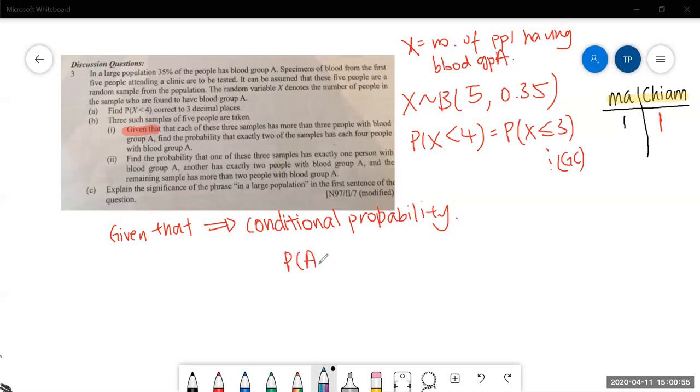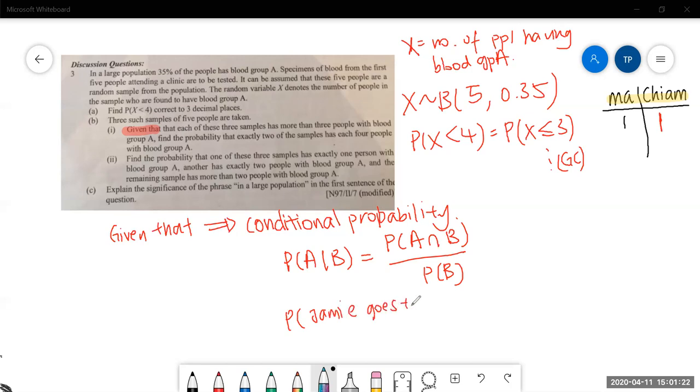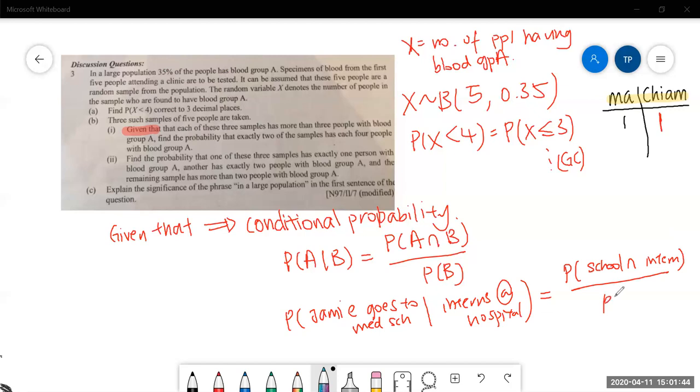What's the formula for conditional probability? Probability of A given B is equals to probability of A intersect B over probability of B. Have to memorize this. Okay, let's say, probability of Jamie goes to med school, given that she interns at hospital. It'll be equals to probability of going to med school intersect intern, over probability of intern. Why is it over probability of intern? Because probability of intern becomes the subset really. By right it should be over one, because it's everything.